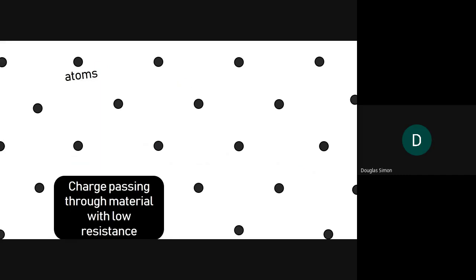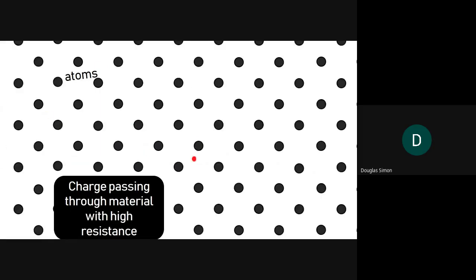So now let's look at a high resistance material. So this is a high resistance material. What's different? Well, you can see there's many more collisions. You can see how much more wiggly the path of the electron is. You can see that actually it probably takes a little bit longer to get from one side to the other.